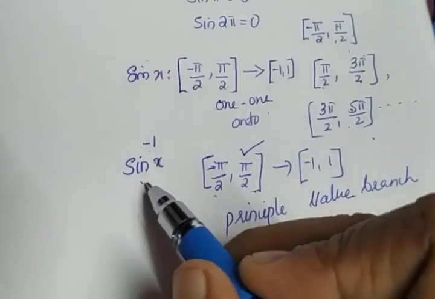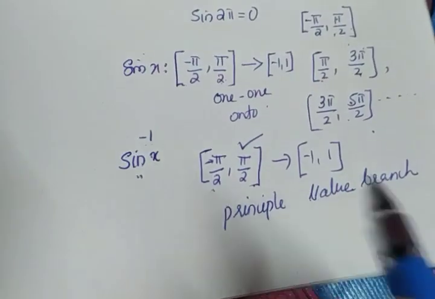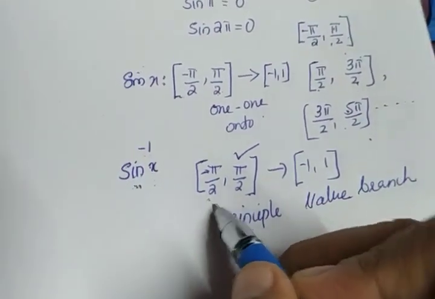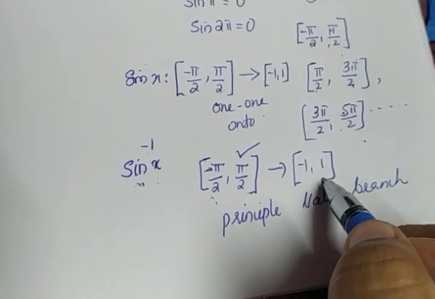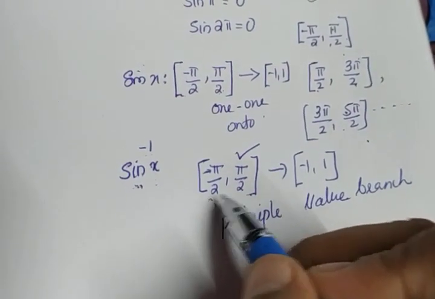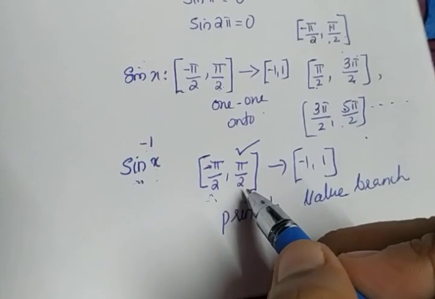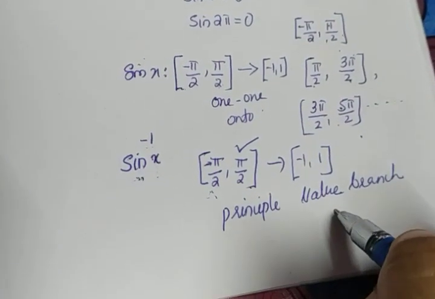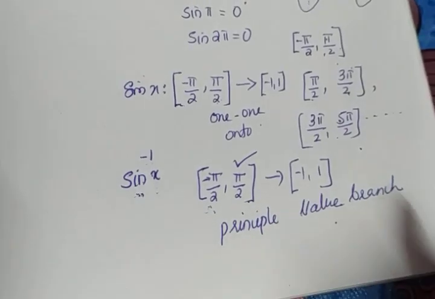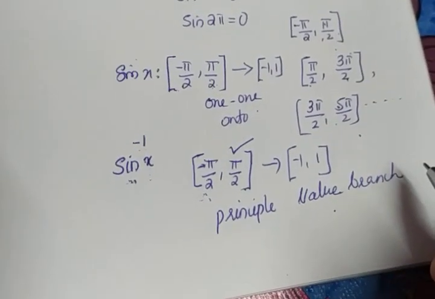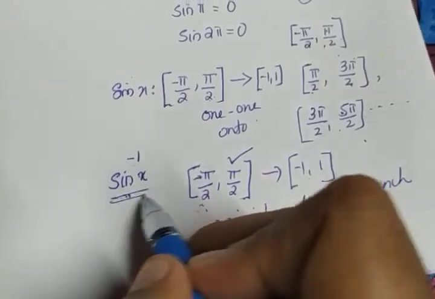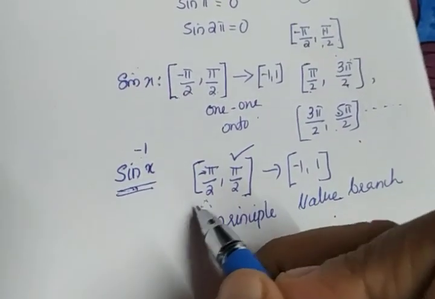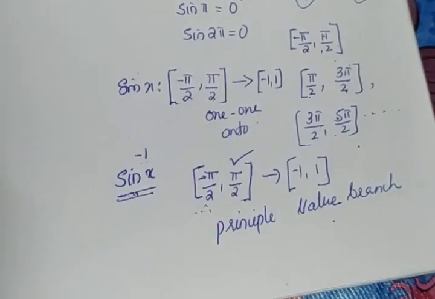So in case of sine inverse function, the principal value branch is closed interval minus pi by 2, pi by 2. In this chapter, we are going to define sine inverse as a function from closed interval minus 1, 1 to minus pi by 2, pi by 2, and this closed interval minus pi by 2, pi by 2 is called the principal value branch of sine inverse. Each trigonometric function will have a different principal value branch. In the case of sine inverse, the principal value branch is closed interval minus pi by 2, pi by 2.